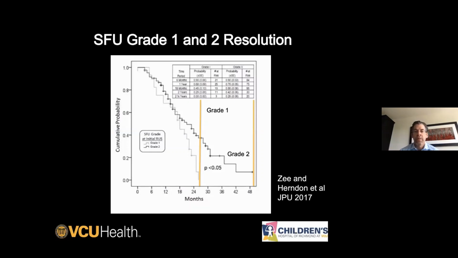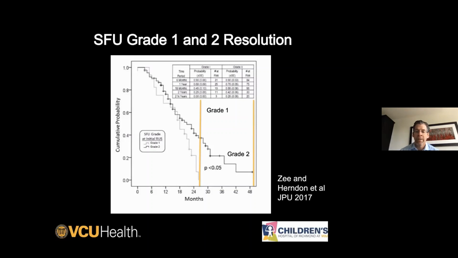This is data from the SFU registry, and you can see for grade 1, not a surprise to most of us on this lecture, almost all of it resolves by 2 years of age. And if you look at grade 2, it's by 4 years of age. And not that this is a novel finding, but when the parents come in and you tell them they're at low risk of having infection, low risk of needing surgery, all they really want to know is how long do we need to keep getting ultrasounds.